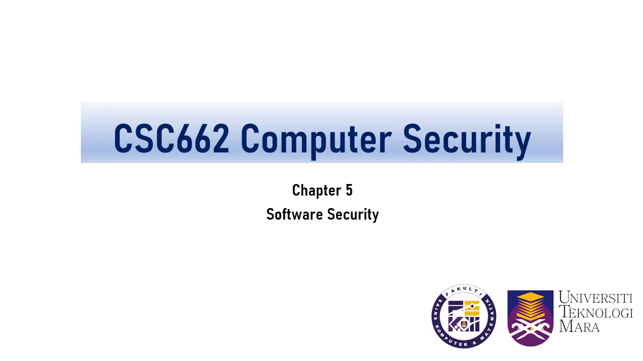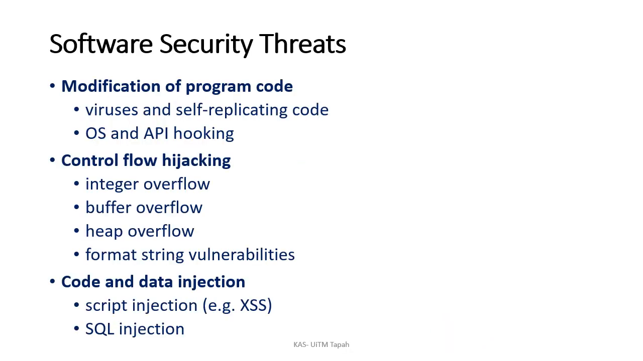Security is necessary to provide the CIA: confidentiality, integrity, authentication, and also availability. Before we look at software security mechanisms, we have to understand what threats may occur, the software security threats.